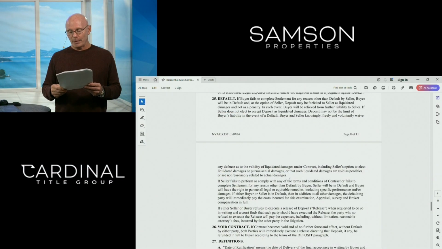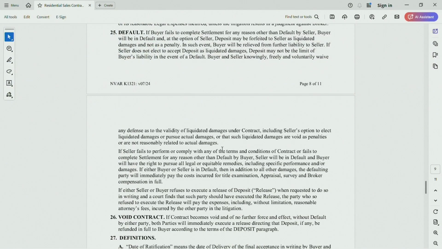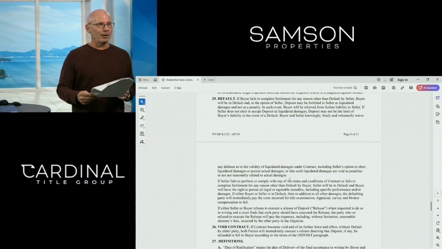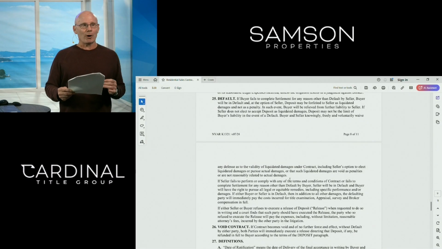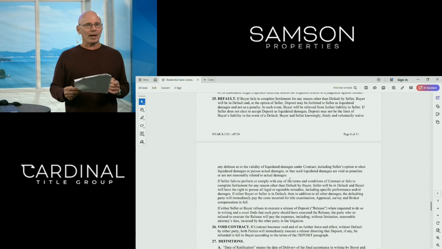If the buyer fails to complete settlement for any reason other than default by the seller, the buyer will be in default, and at the option of the seller, deposit may be forfeited to the seller as liquidated damages and not as a penalty. In such event, buyer will be relieved from further liability. So that's what we would like, right? If we get into a situation where our buyer is in default, we would like to figure out a way where our buyer could get out and walk away without any future liability to this transaction.